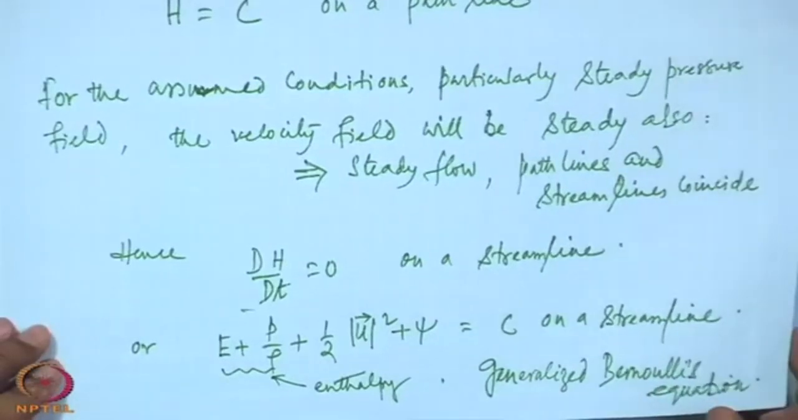We will come to that equation also, but let us now first of all consider what is now happening. We are saying that this constant will change from one streamline to the other. We will see what that change is, and whether there is any condition where that constant will be the same throughout. That is what we will now try to look at. And for that, let us see this equation.